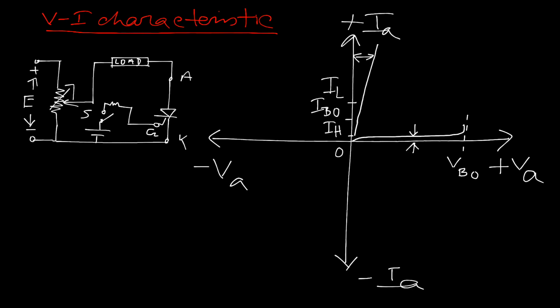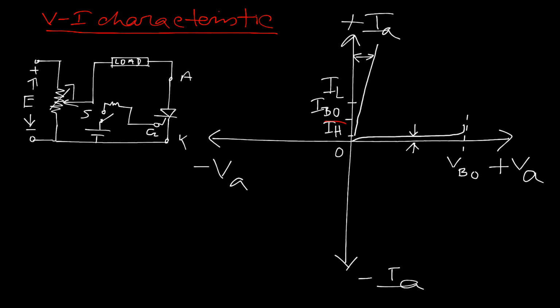Suppose at the point IBO the device starts conducting initially, but you are still holding the voltage VBO, so the current rises. When the current reaches IL, we remove the gate signal or decrease the small amount of voltage, but the device is still in the on state. That is why this is called latching current. So we can easily say what latching current and holding current are.